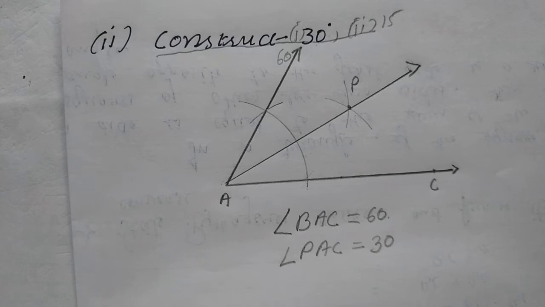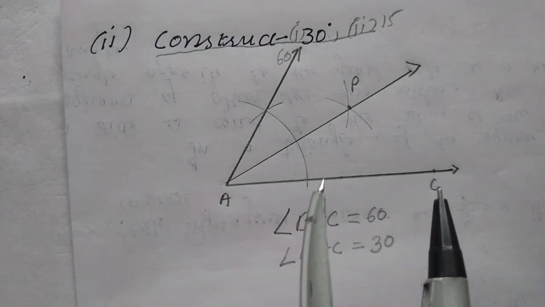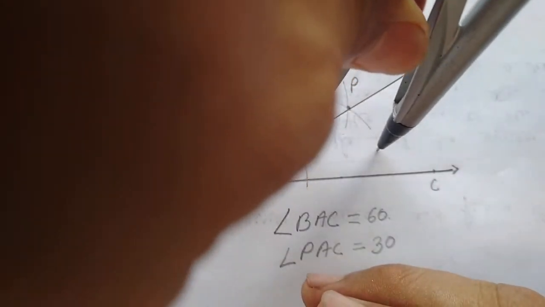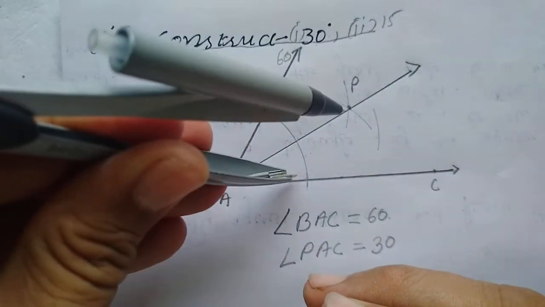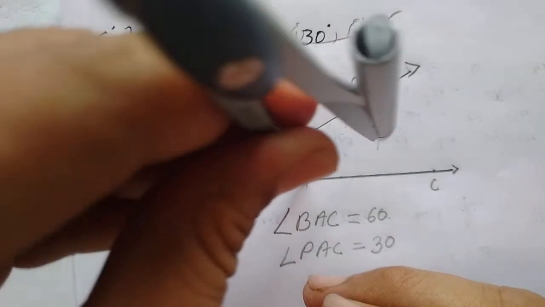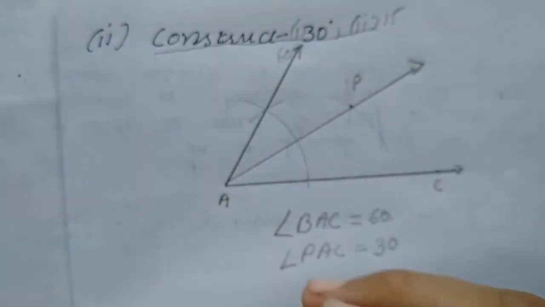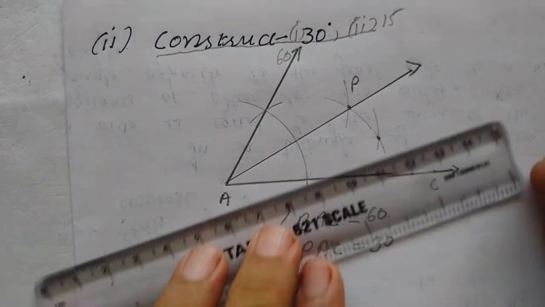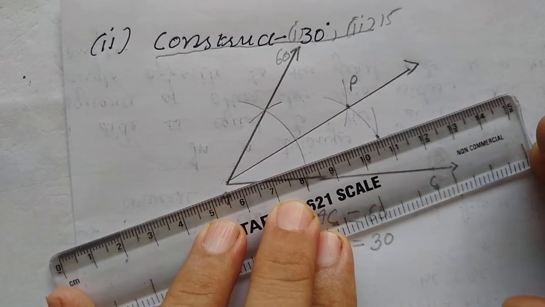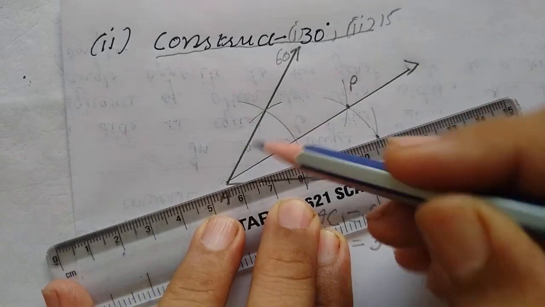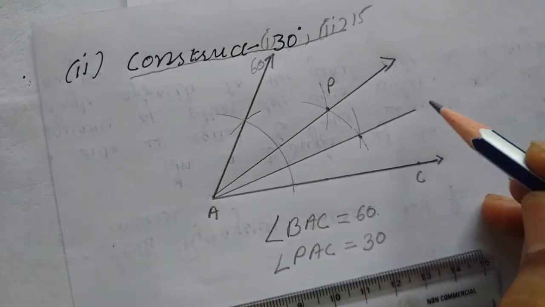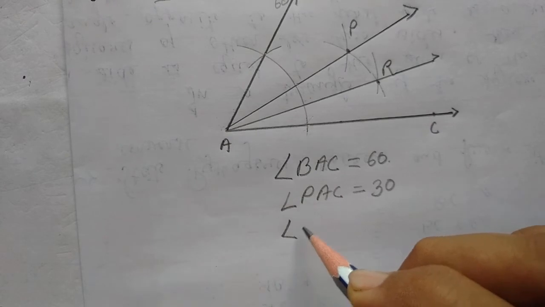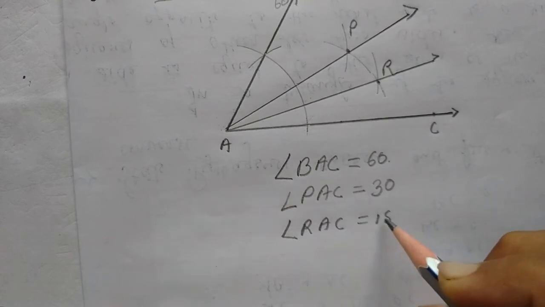Okay. So now children, keep this same radius from this point. This is 30, children. Okay. Take one arc here. From this point, do another arc. So children, this point, okay, join from A to that point. We call it R. So angle RAC is 15 degree, children.